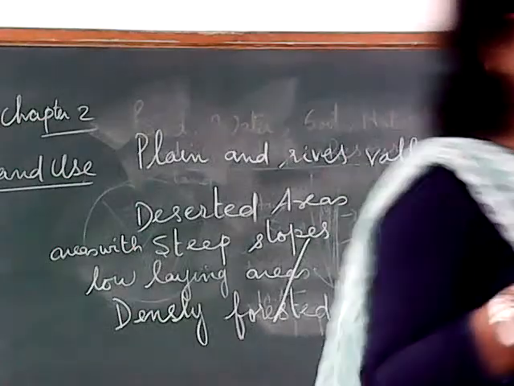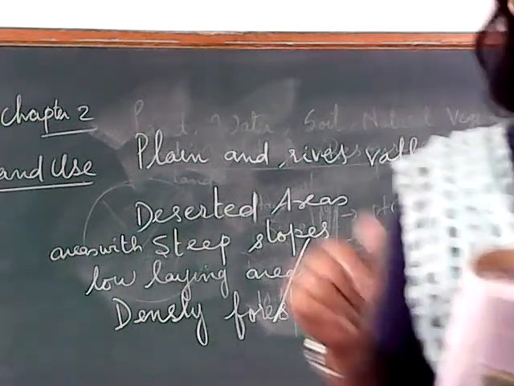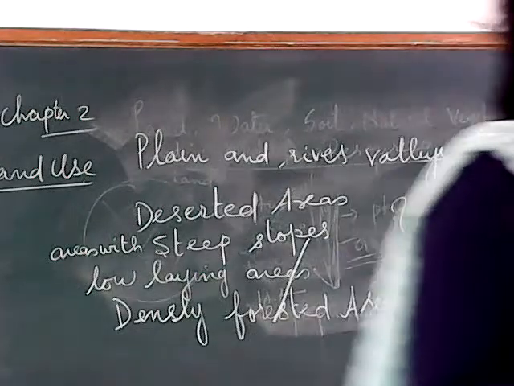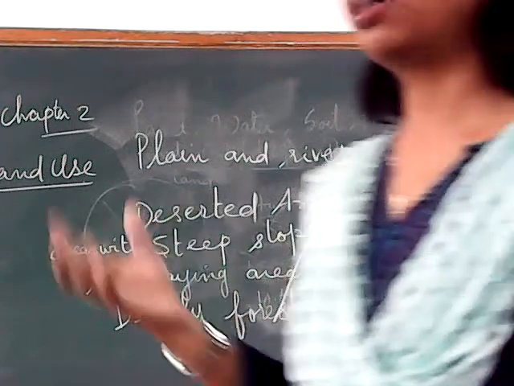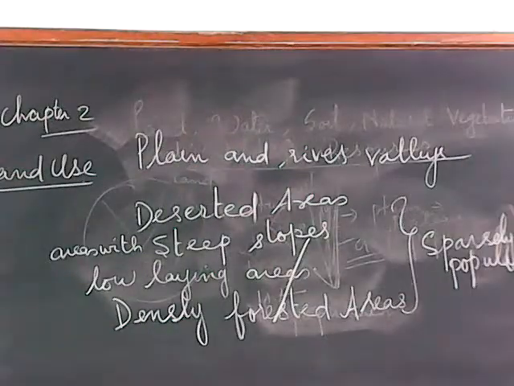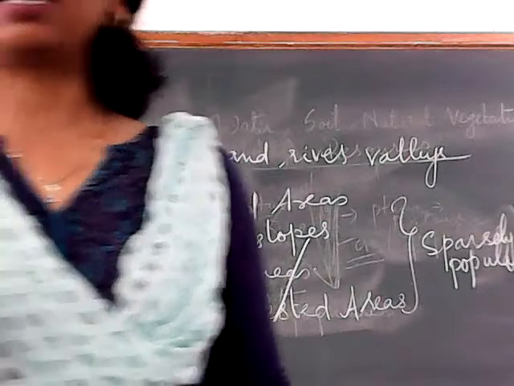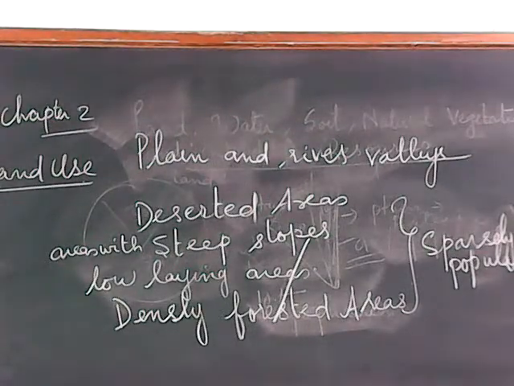So that is why the use of land is determined by physical factors. Topography, and soil: which type of soil that particular area has. Like if you want to grow wheat, that requires black soil. Rice requires alluvial soil. So the type of soil is also very important for growing particular crops.